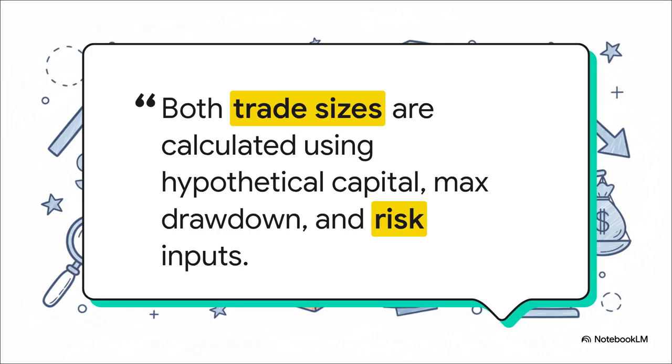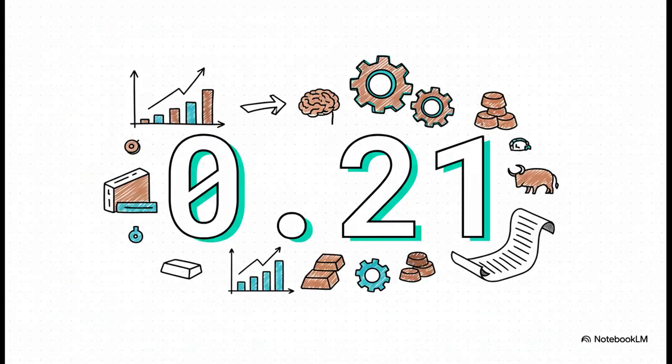That's the core of the risk calculation right there. And here is the number that calculation produces. Based on all those parameters we just went through in the risk blueprint, the system determines that the value for each trade size is 0.21. This isn't a random number. It's the direct output from the model's risk management rules.